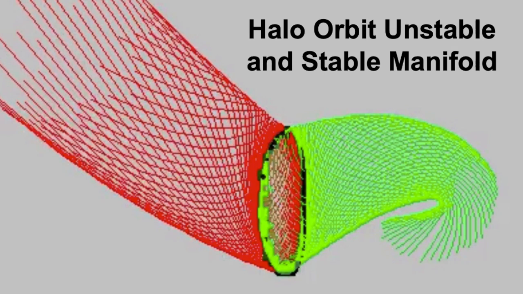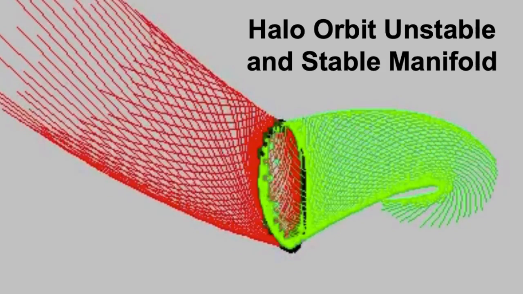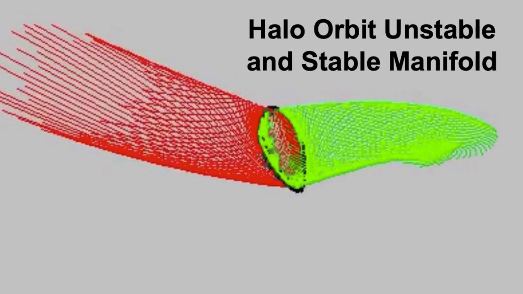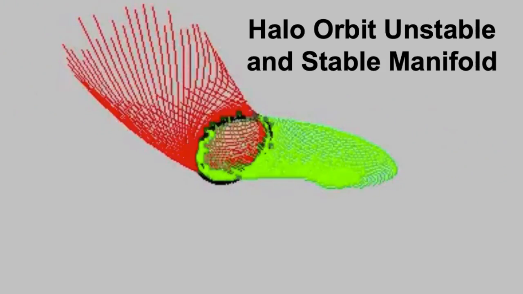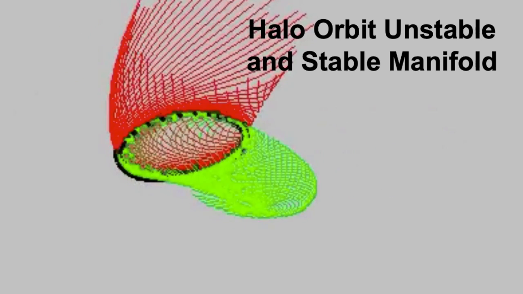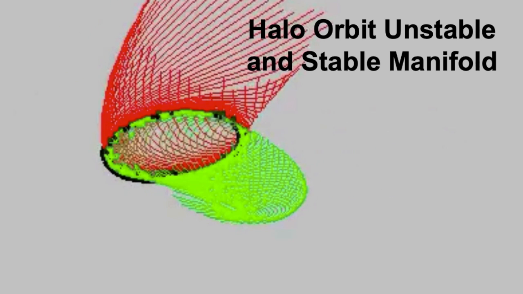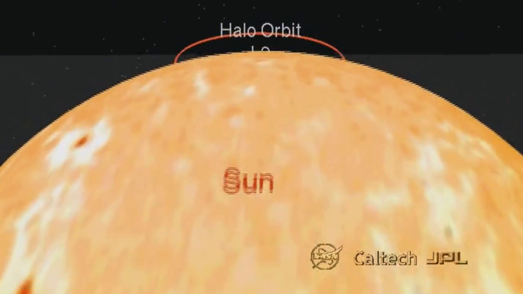This is a halo orbit, and we're showing it's stable. One branch of the stable in green and unstable in red, and it's just a continuum of trajectories. And that continuum of trajectories forms what we call a manifold. That just means a curved surface.